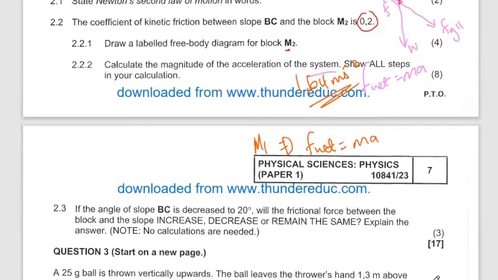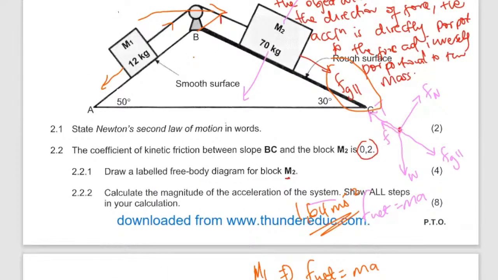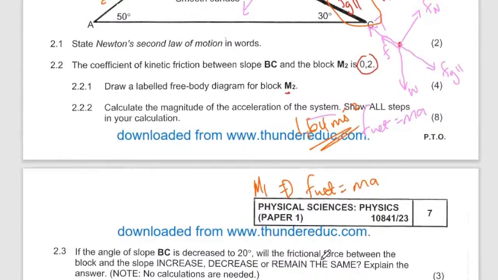Then 2.3, they're telling us if the angle of BC is decreased to 20, will the frictional force between the block and the slope increase, decrease, or remain the same? Will it decrease or increase? In this case, remember our frictional force, we said it's mu mg cos of theta. We just need to look at what is the cos of 20, and then the cos of 30.